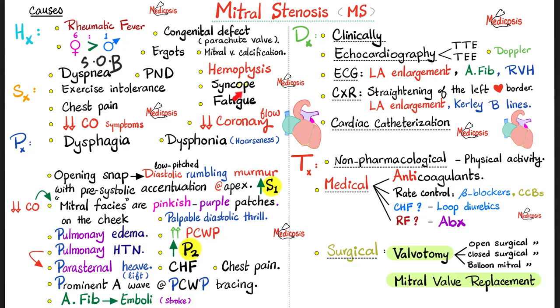Exercise intolerance, syncope. Why? Because there is less blood flow from left atrium to left ventricle, which means less blood will be ejected by the left ventricle, which means the cardiac output will be low, which means less blood will reach the brain, which means syncope or pre-syncope can happen.